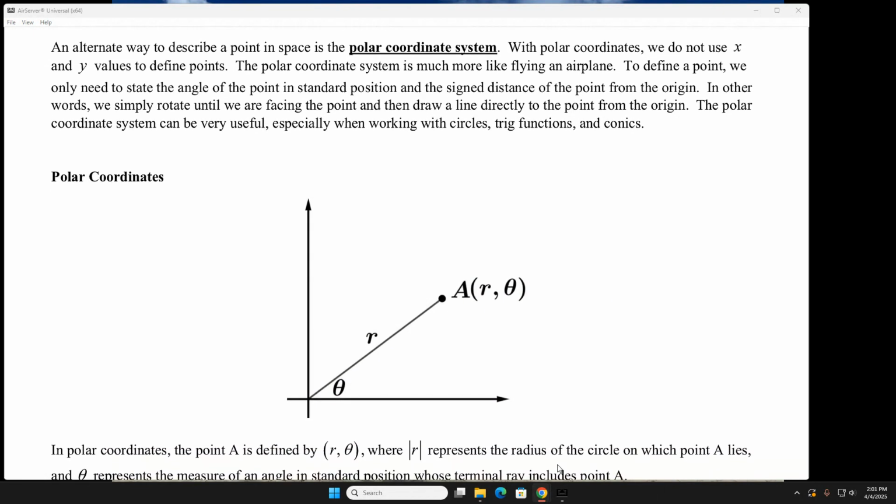This rectangular coordinate system, which is also called the Cartesian plane, is very similar to a road grid, where you have to go over and then up to define a particular point in space. An alternative way to describe a point in space is the polar coordinate system. With polar coordinates, we do not use x and y values to define points. The polar coordinate system is much more like flying an airplane.